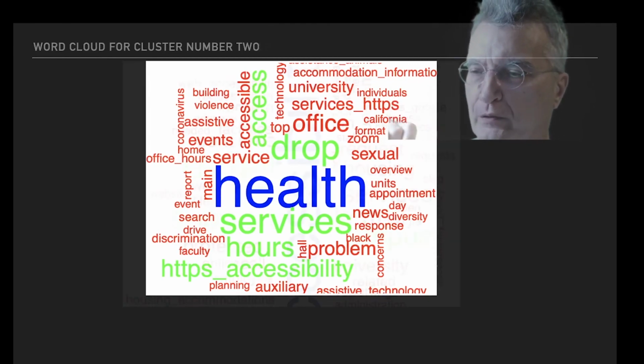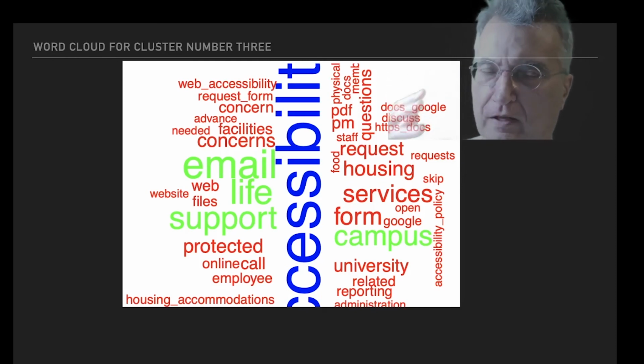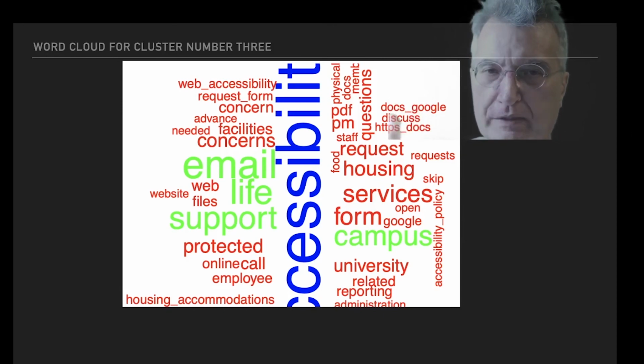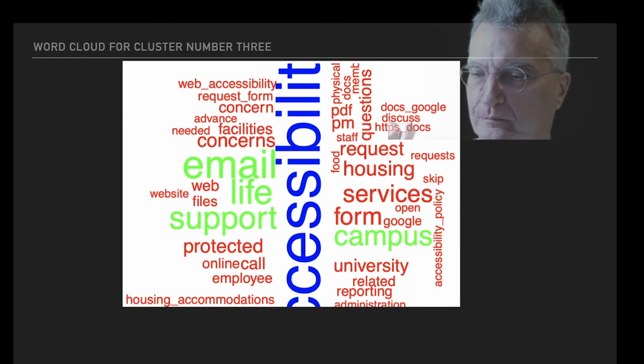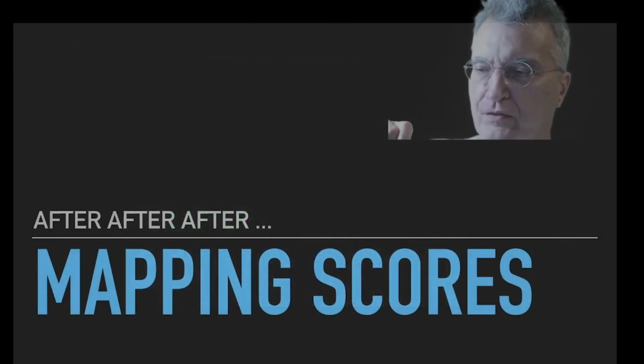And let me show you one other cluster. This is the word cloud for cluster number 3, which has accessibility as its main word, and email, life support, and campus. I guess email is second, and then life support. I mean, life and support are two different things. It's not like a life support system. They're two separate things. If they were together, there would be an underscore between them. And campus.